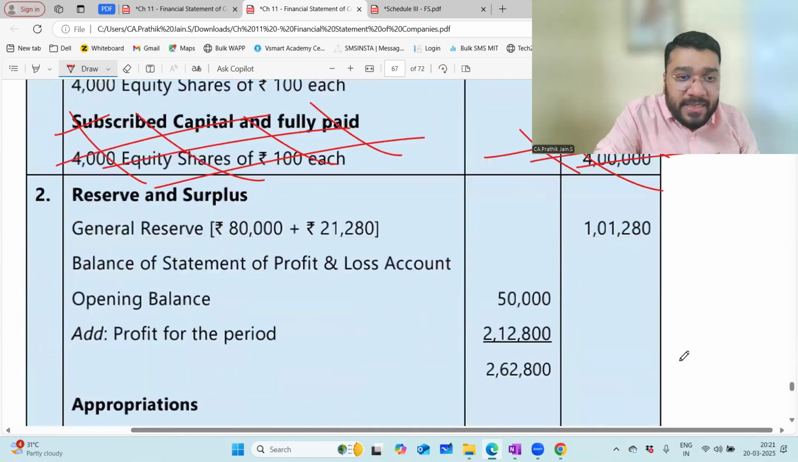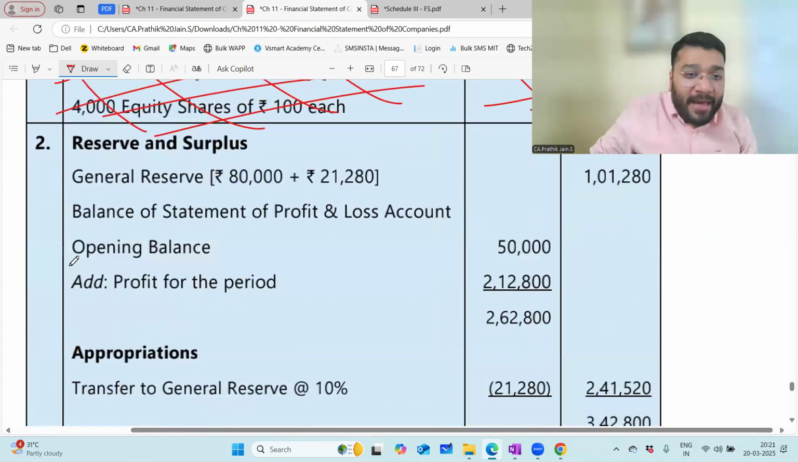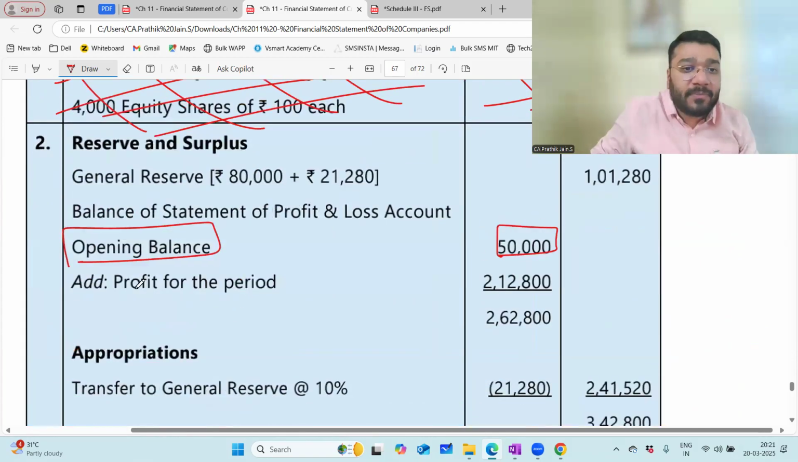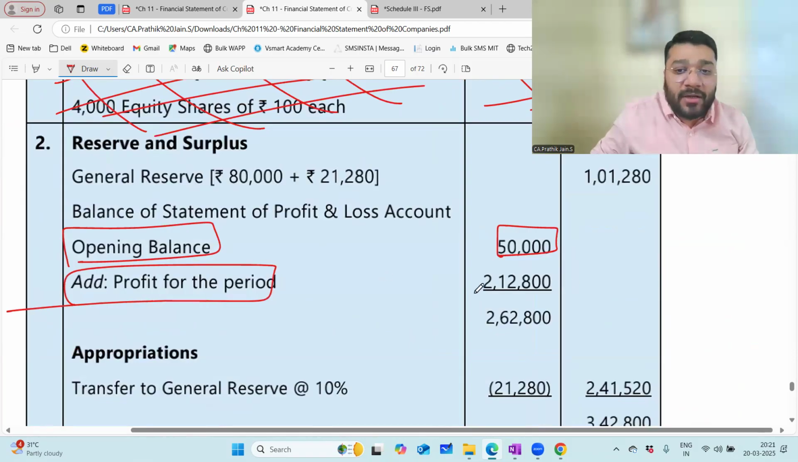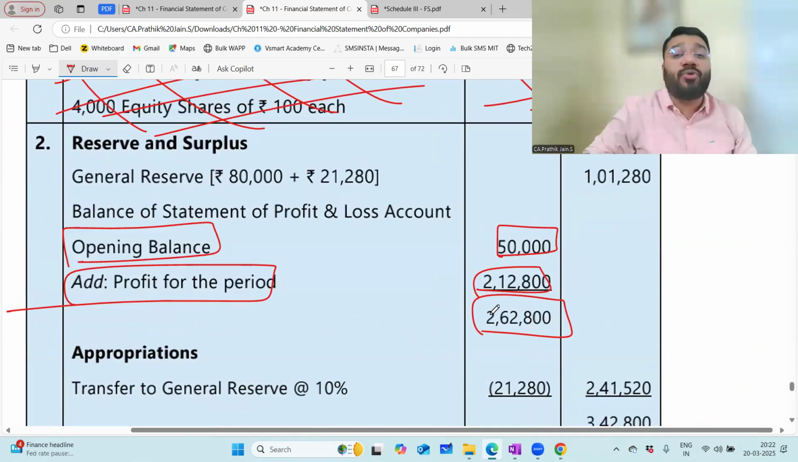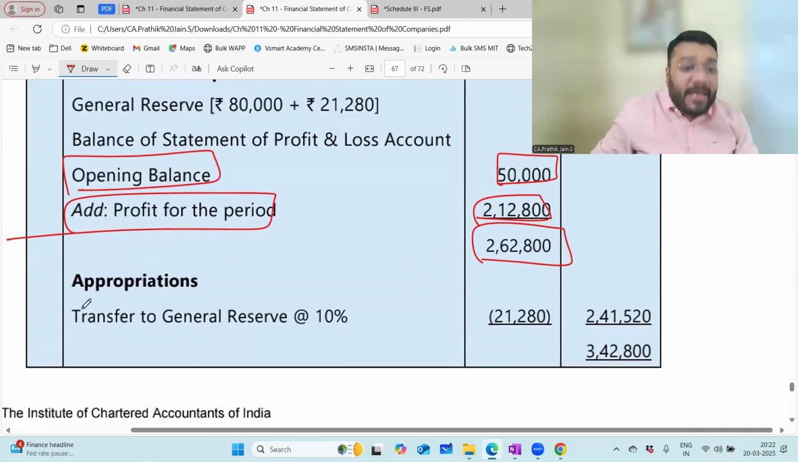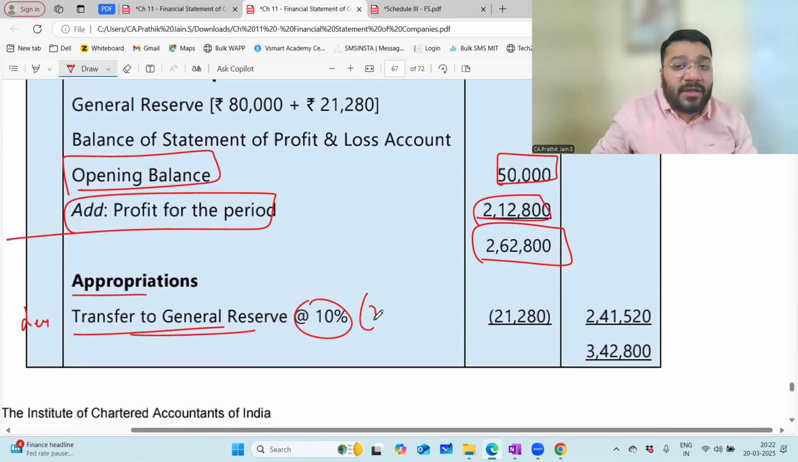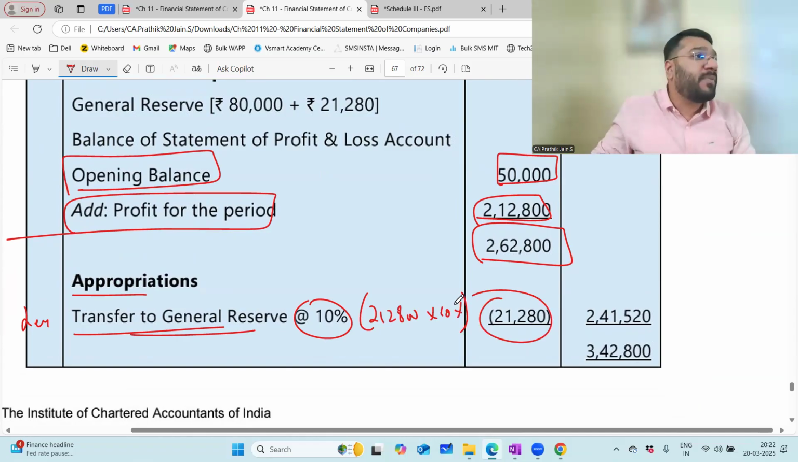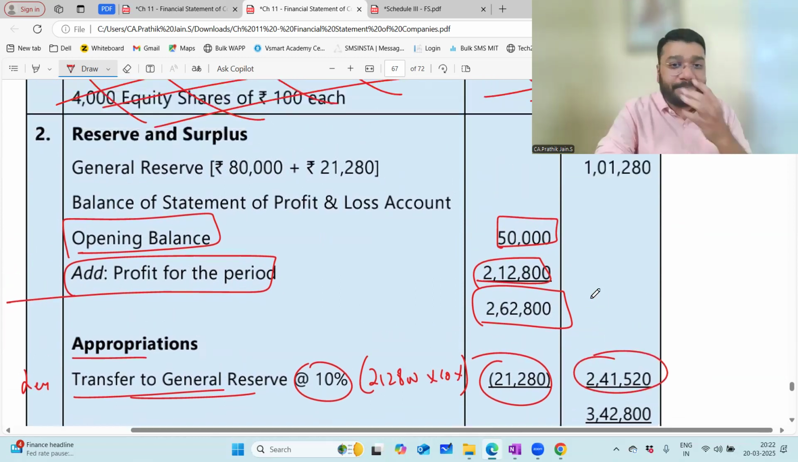So if you come to reserves and surplus, the opening balance of surplus is 50,000. Add profit for the year 2,12,800. So the total accumulated closing balance of surplus is 2,62,800. In that, less transfer to GR at 10%, which is 2,12,800 into 10%, which is 21,280. So the final surplus after appropriation is how much? 2,41,520.